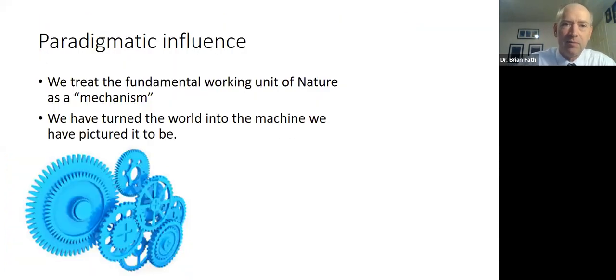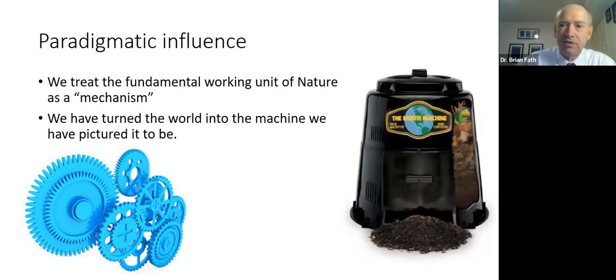And that's where you can get into trouble, because if we treat the fundamental working unit of nature as a mechanism, again, we basically turn the world into the machine we picture it to be. And an example I found just recently was a composting unit here. I actually have one of these in my backyard. You put in your food scraps and over time you get soil, and they actually labeled it the earth machine. And I thought that was just how far away from that. Like, it's not even questioned. Like, the person who made this understands that compost is a very organic and complex ecological process, but they refer to it as the earth machine without any sense of irony there. And that just shows how deeply embedded these machine ideas are.